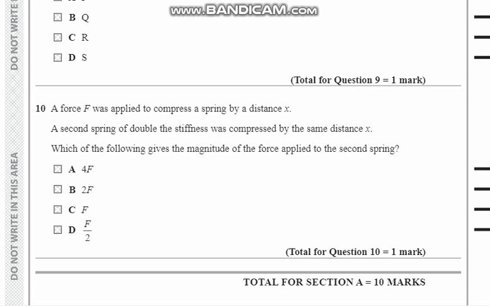The final question: a force F was applied to compress a spring by distance x. A second spring of double the stiffness was compressed by the same distance x. Which of the following gives the magnitude of force applied to the second spring? The question is talking about Hooke's law, so let me write the formula out. So that's the formula we'll work with. Force equals minus kx. k is the proportionality constant of the spring and x is the extension.